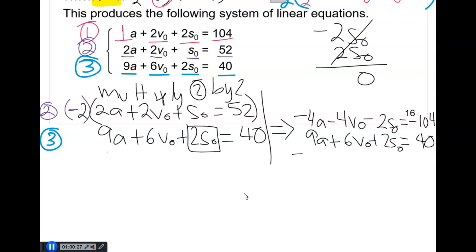And now what I'm going to do is add them together. So negative 4a plus 9a is 5a. Then we have negative 4v sub 0 plus 6v sub 0 is positive 2v sub 0. And then here we have the opposite coefficient, so we can cancel that variable, and then we add the numbers. So 40 minus 104 is negative 64.